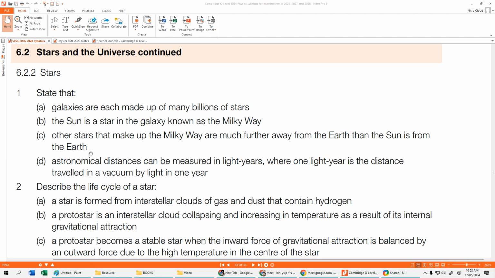It means the closest star that we have is the sun.